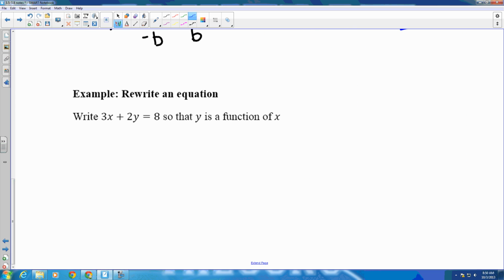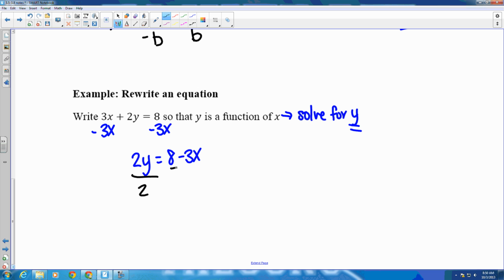Okay, the next thing we're going to be doing is rewriting. Instead of solving literal, we're going to be rewriting equations. Write 3x plus 2y equals 8 so that y is a function of x. That just means solve it for y. So we need to get the 3x to the other side. Subtract it. 8 minus 3x, and then you need to divide both sides by 2 because we want to get the y alone. Eight minus 3x over 2. 8 over 2 is 4, minus 3 halves x.